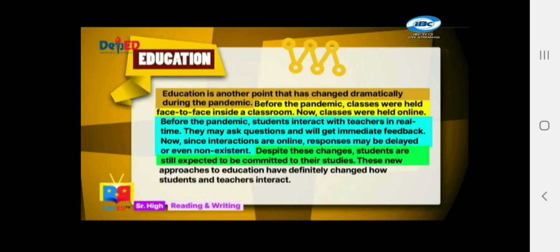Our last sentence is the concluding sentence, which summarizes the points you made in your paragraph. For our paragraph, these new approaches to education have definitely changed how students and teachers interact. There you go. This summarizes our paragraph nicely. This is our entire paragraph with a topic sentence, supporting sentences, and a concluding sentence.